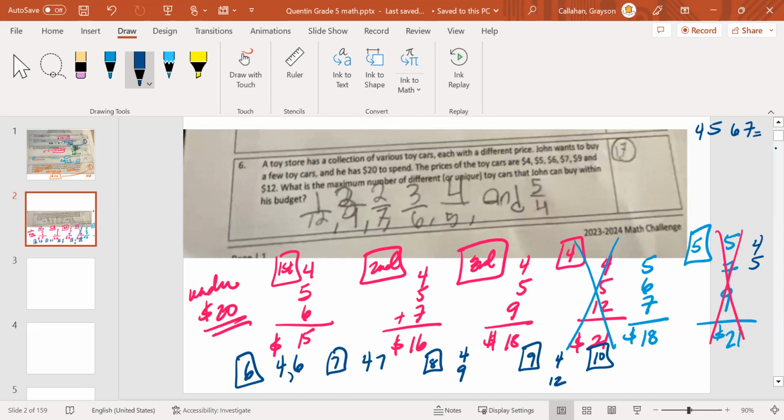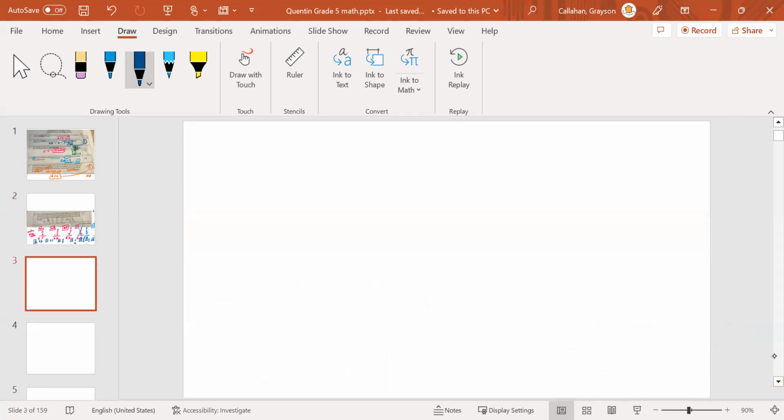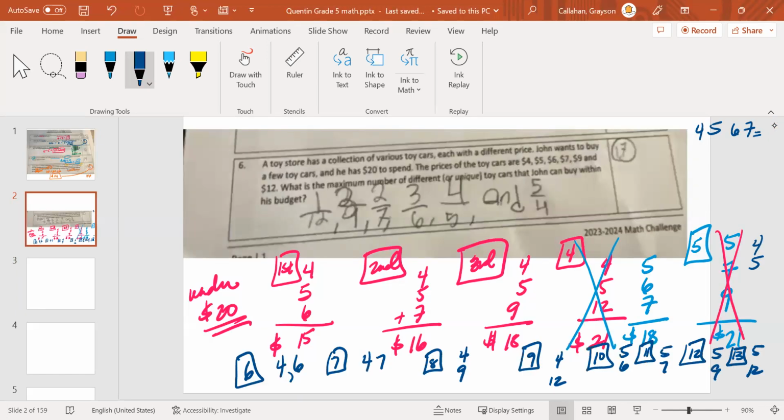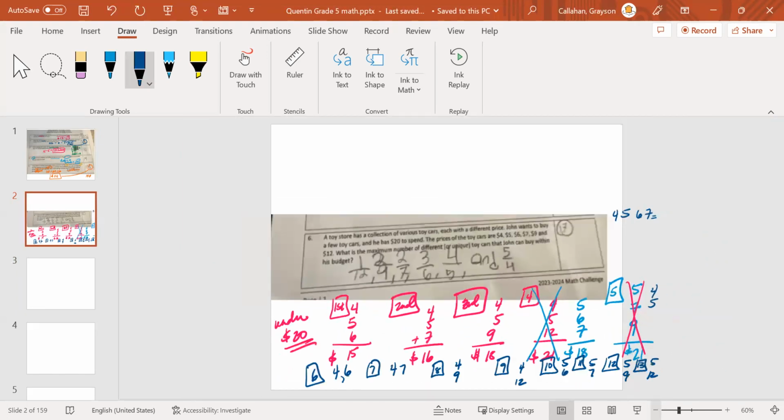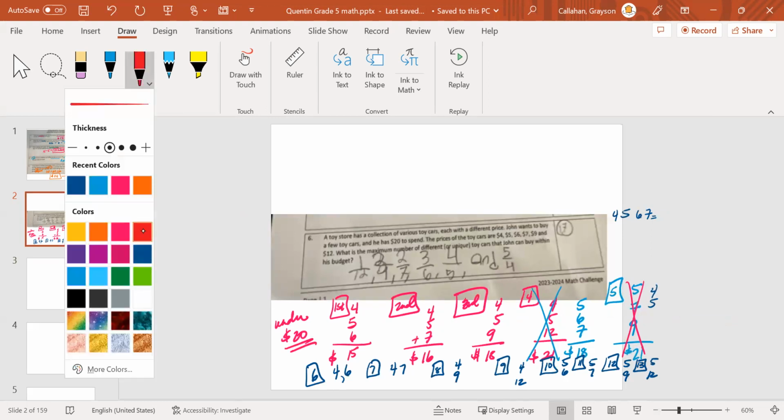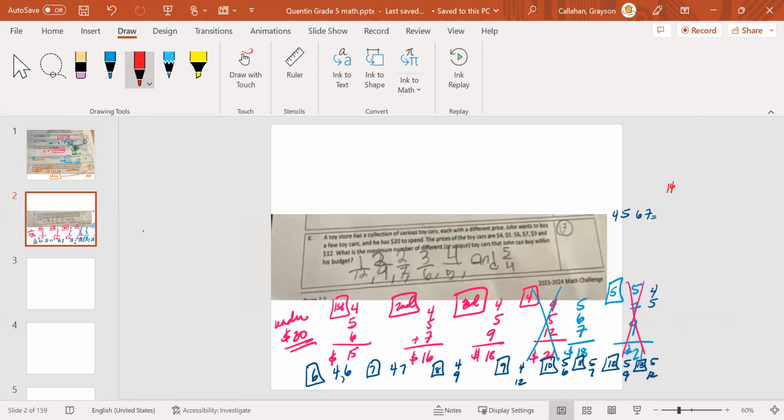Now let's try something else besides 4. We use all of 4. What if we do 5 and 6? Can we do 5 and 6? 5 and 7? Can we do 5 and 9? Can we do 5 and 12? Okay. Okay, what else do we have? Okay, so then, so that's 13, here's 14.